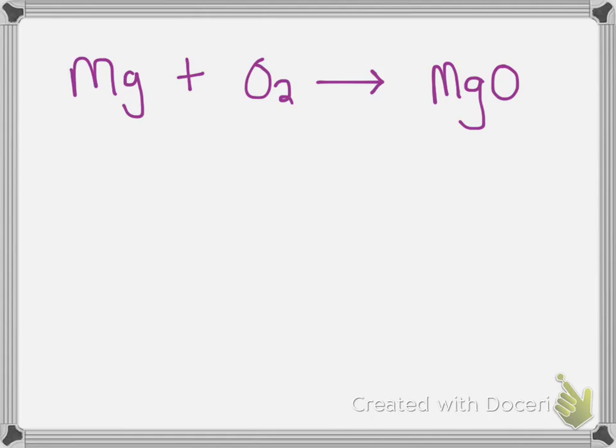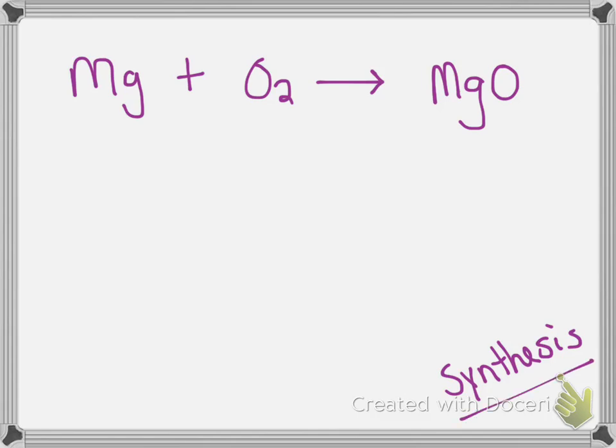So if we look at our problem, we have Mg plus O2 yields MgO. Now if you notice, we can just stop right there because that's exactly what we have. We have 2 substances, Mg and O2, reacting to form one new single substance, MgO. So on our answer line, we can go ahead and write that this is a synthesis reaction.